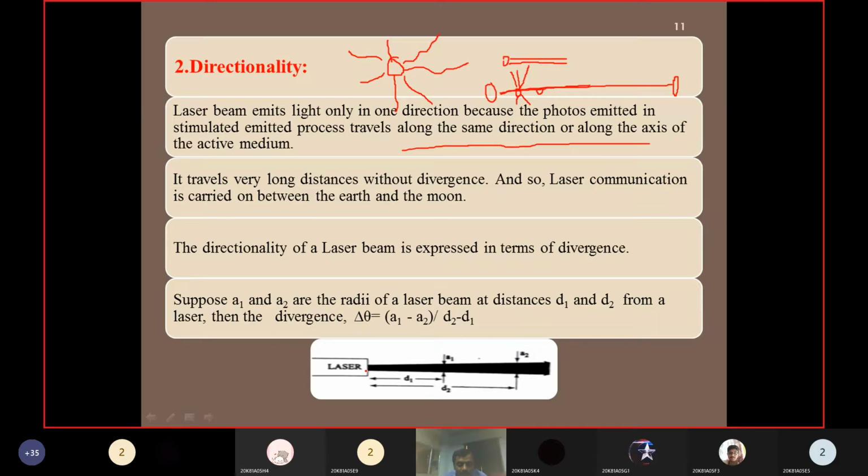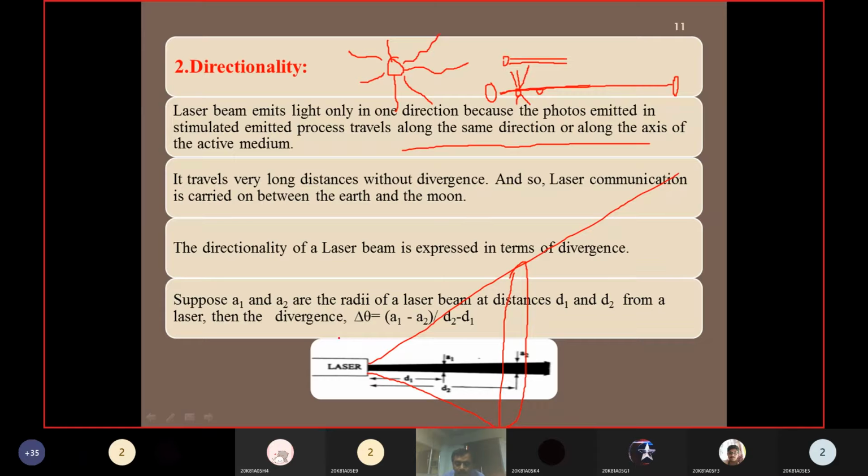Otherwise, if you take a torch instead of a laser, we generally consider that torch light also moves in a single direction, but it spreads like this. Just imagine this is the torch. If you take this point, it spreads this much distance. If you increase the distance, it spreads even more. That is the case of normal torch light.